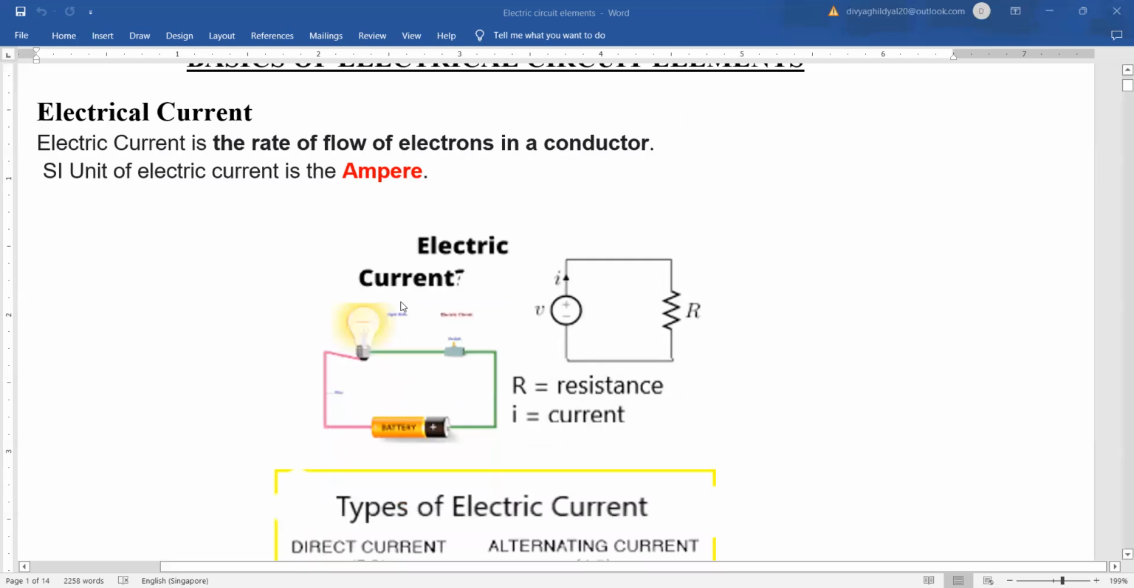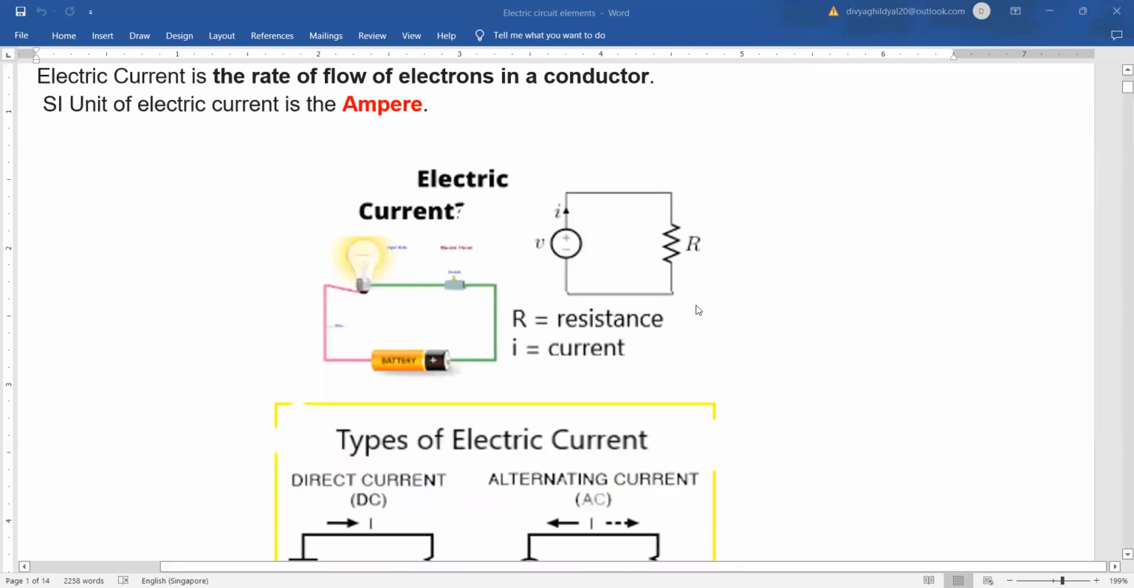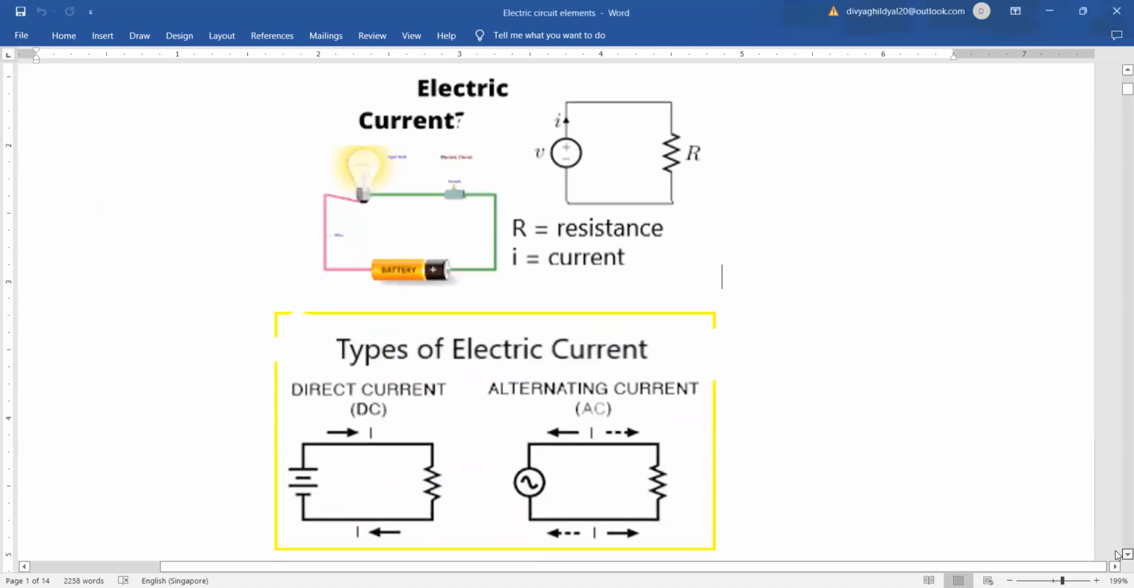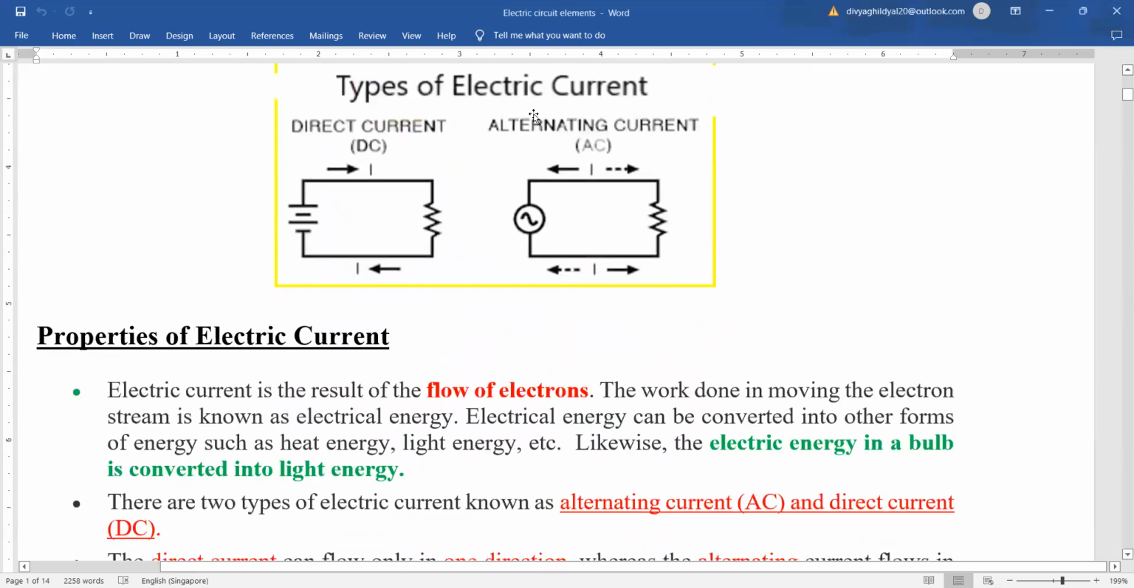Its unit is amperes, and two types of currents are there: direct current and alternating current. In direct current circuit, you will come across linear variable devices like resistors, whereas in alternating current, you will come across inductors, capacitors, resistors, or their combination.